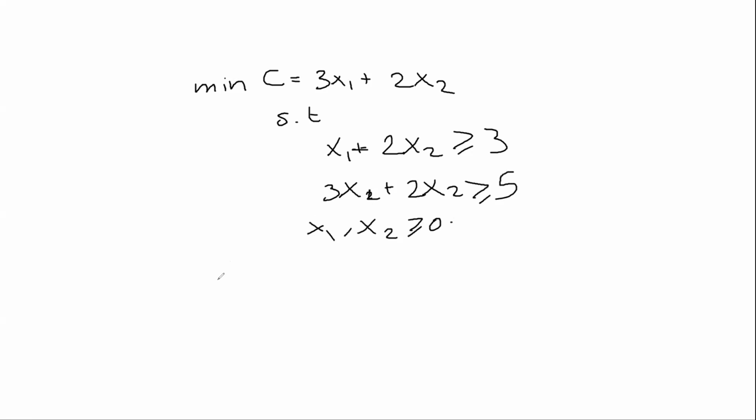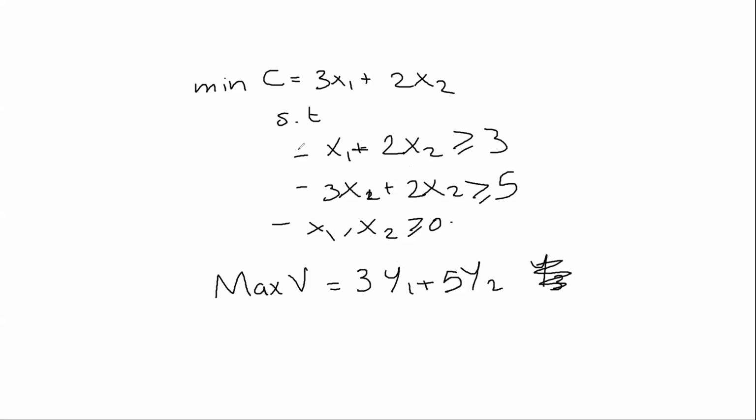I want to change it to dual. Because it's a minimization, it becomes a maximization of V, for example. I have 1, 2, 3 constraints, so I have y1, y2, and y3. Actually, I have two constraints, so I have only y1 and y2, and I don't have y3. Then here, this one is a 3, so this is 3 plus 5.